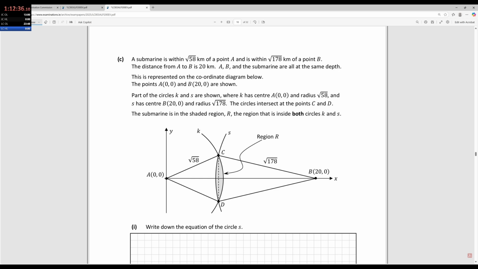Points are shown below. Part of the circles K and S are shown where K is a center, 0, 0, radius. Yeah, okay. So they're telling us it's circles because they probably want us to use that kind of mathematical stuff. The circles intersect at points C and D. Submarine is in the shaded region, the region that is inside both circles. Write down the equation of the circle S. Okay.